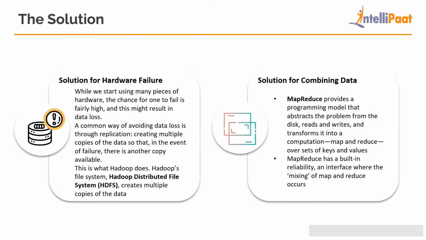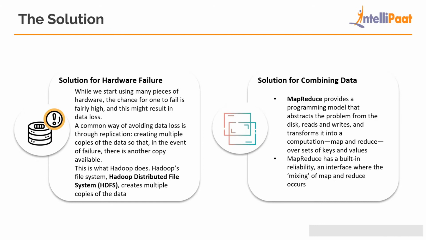First, the solution for hardware failure. While we start using many pieces of hardware, the chance for one to fail is fairly high, and this might result in data loss. A common way of avoiding data loss is through replication. Replication basically means having multiple copies of data in multiple locations or multiple drives, so that even if data is lost in one particular drive, you can get it from another drive. So in the event of failure, there is another copy available.